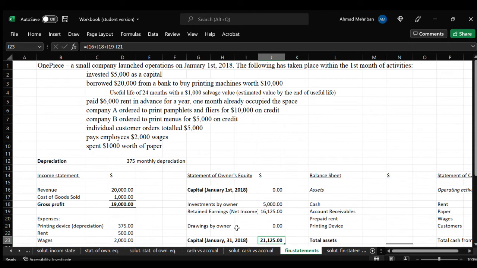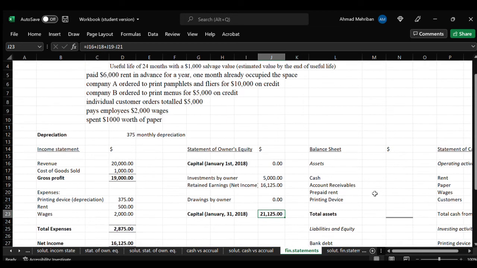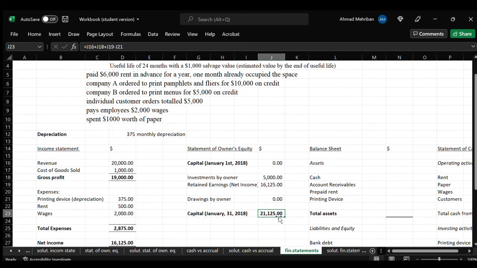So our capital in total by the end of the month is $21,125. That's it. That's our statement of owner's equity.